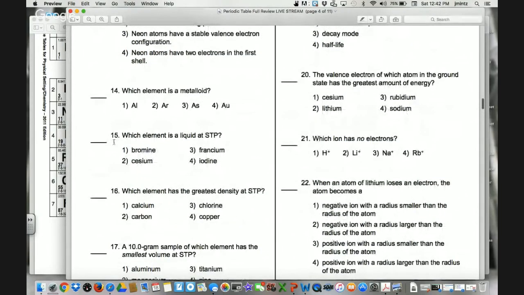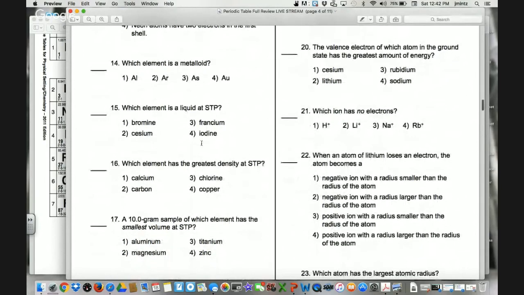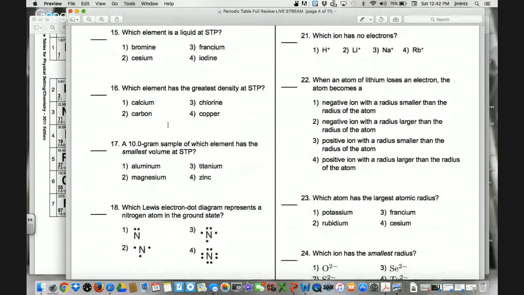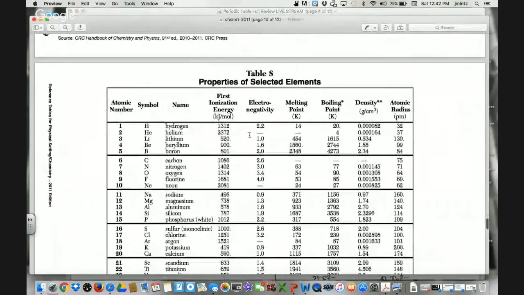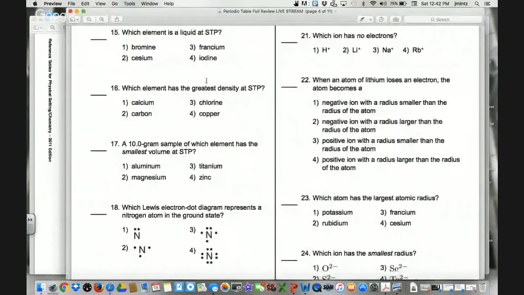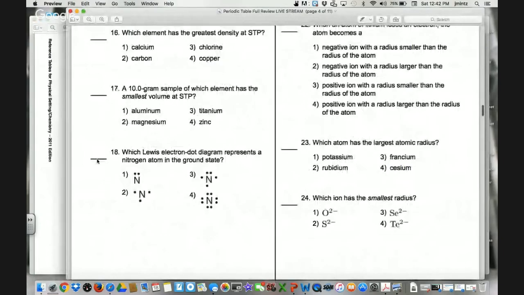14, talking about a metalloid, you can pick that one up. 15, which element is a liquid at STP? Bromine is your liquid, but let's say you forgot. What you can do is look up melting points and boiling points of each and find out which one has melted but not yet boiled, and it's going to be bromine. You could do the same thing for number 16, which element has the greatest density at STP? Density is given to you on Table S, so just look them up, write them down and compare them. So we won't go through that one.